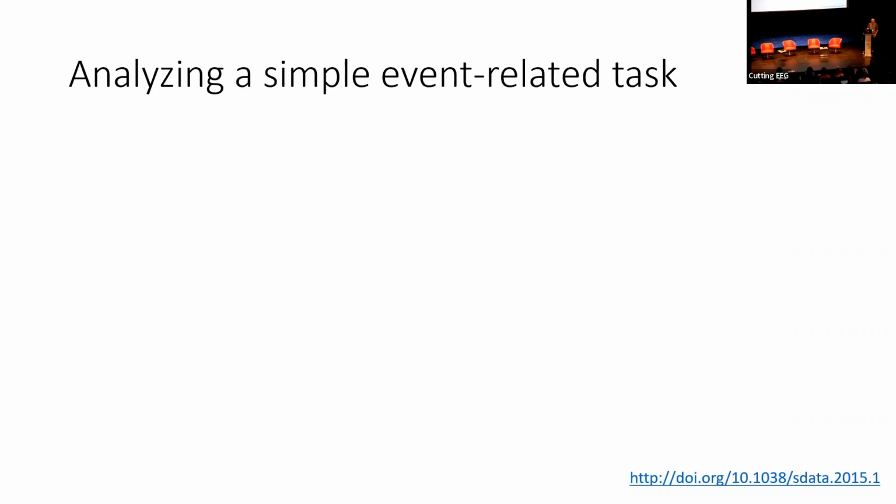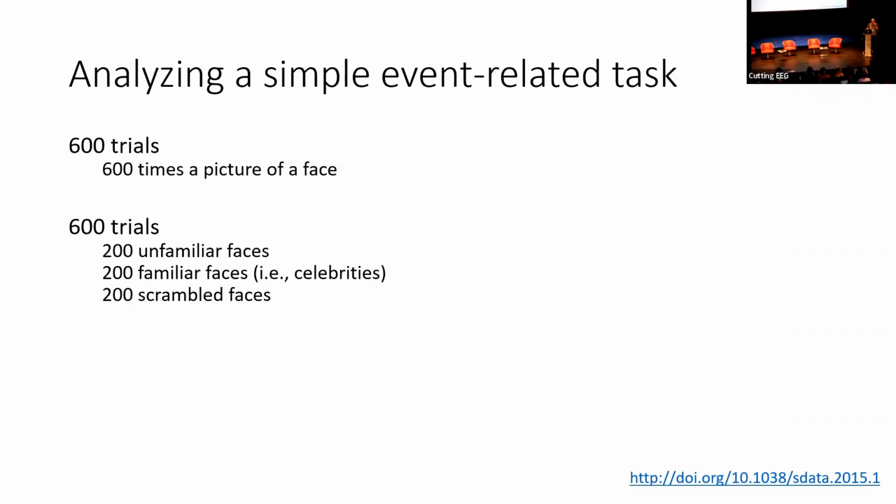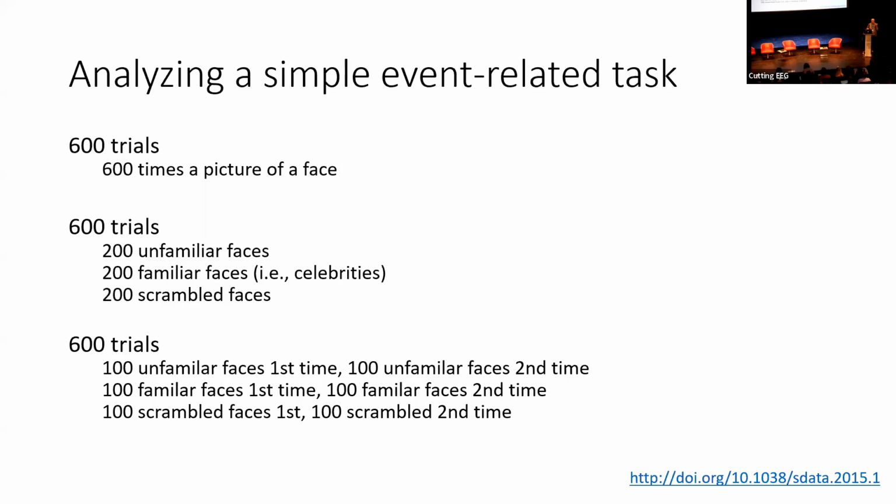If we then look at the analysis of a single event-related task, so we have 600 trials, and in this data set, so this is for the Wakeman and Hansen data set, we had slightly over 600 trials where a face was presented, either a face or a scrambled face. We can split these into different conditions. So we have 200 unfamiliar faces presented, 200 familiar faces like celebrities, and then we had 200 scrambled faces. But actually we had 300 in each. So we had 300 familiar faces, 300 unfamiliar faces, and 300 scrambled faces.